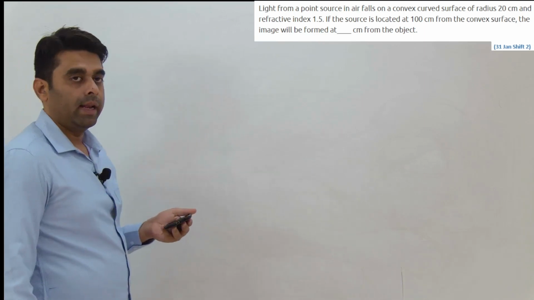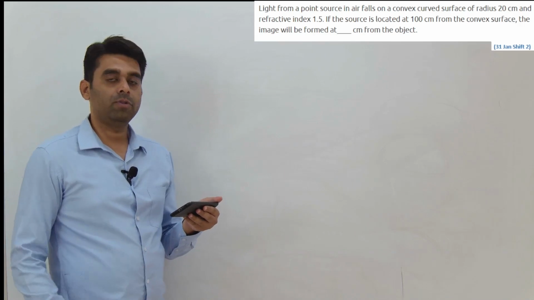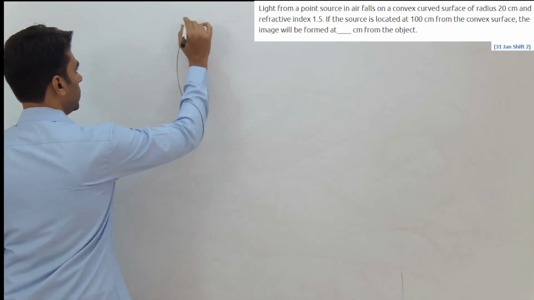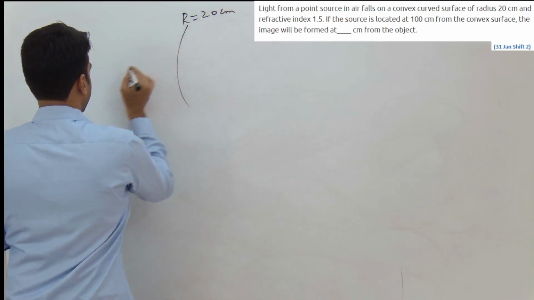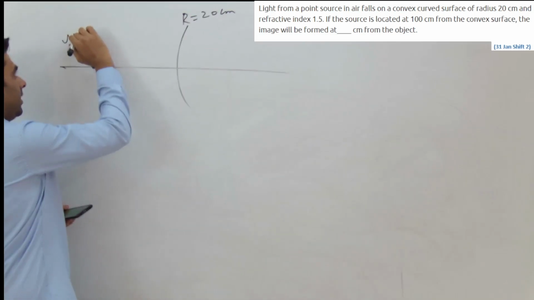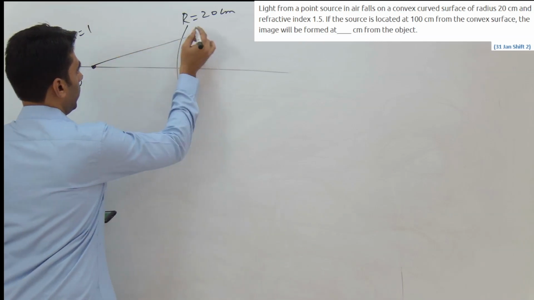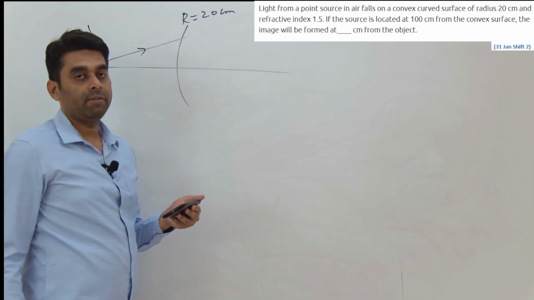Yeah. So our next question is, light from a point source in air falls on a convex curved surface of radius 20 centimeter. Light falls on it from air. That means this medium has refractive index 1. This is our object. Light falls on the surface, and the refractive index is 1.5.